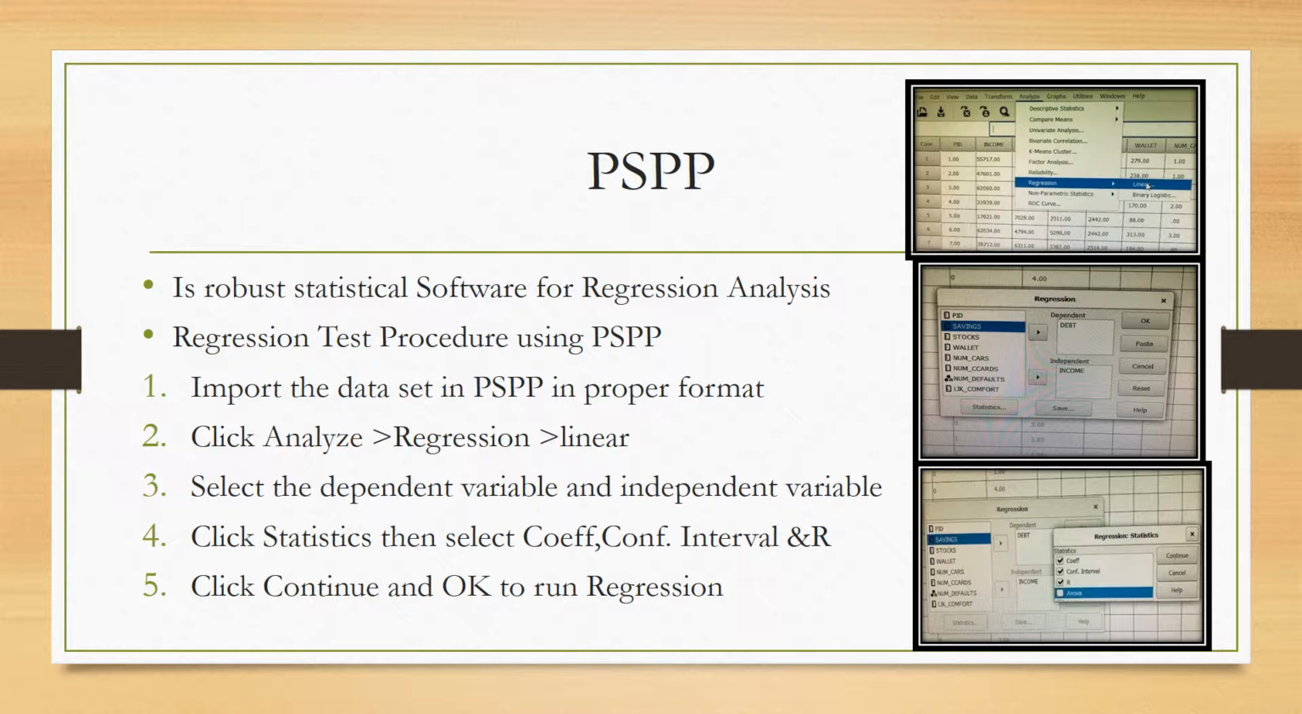Going to the toolbar, click Analyze, then Regression, then click Linear, then one dialog box appears. Select the dependent variable and independent variable, then click Statistics, and inside the Statistics button click confidence interval, and R. Then click Continue and OK to run the regression.